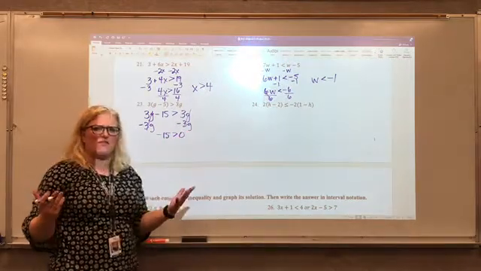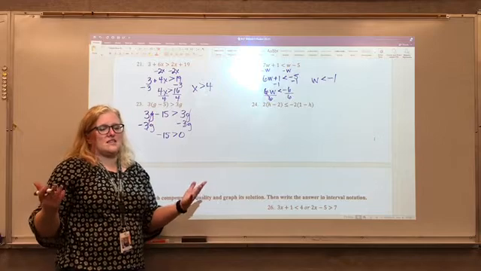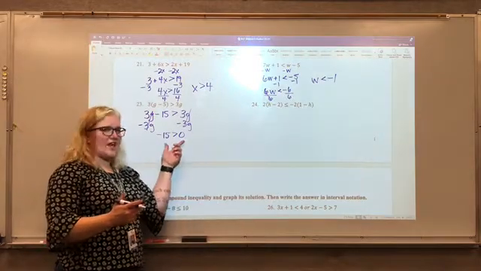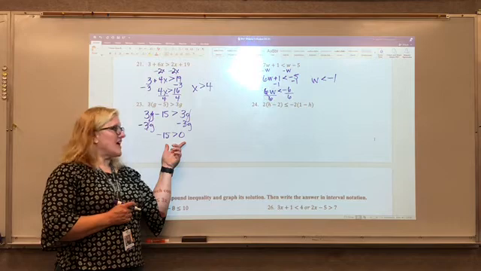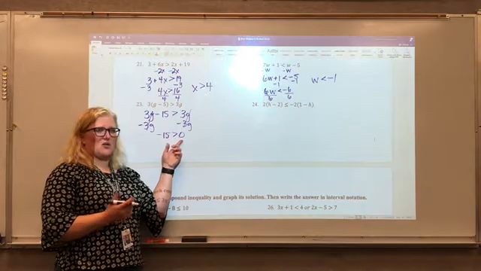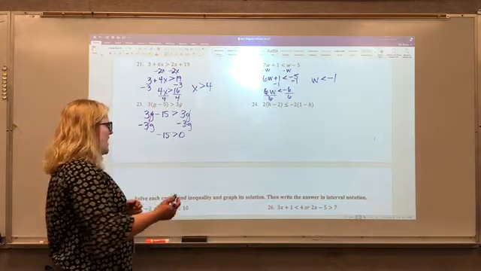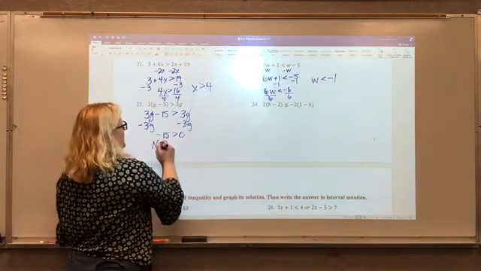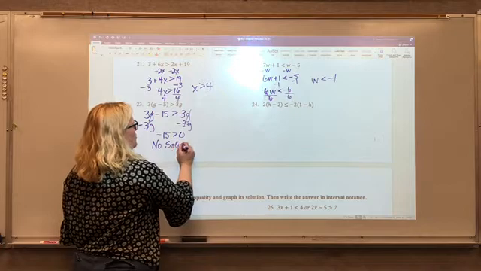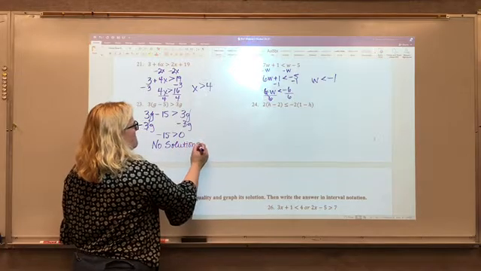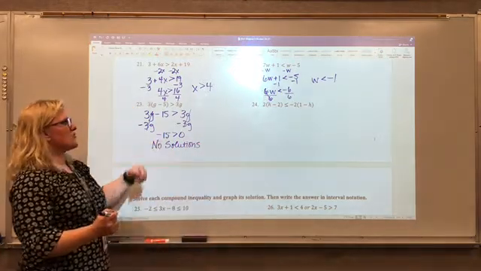So what happened to my variable? Well, it's not there anymore. So I look at what I do have, and I have negative 15 is bigger than 0. Is that true? It's not true. Okay, so this means that this one has no solutions.